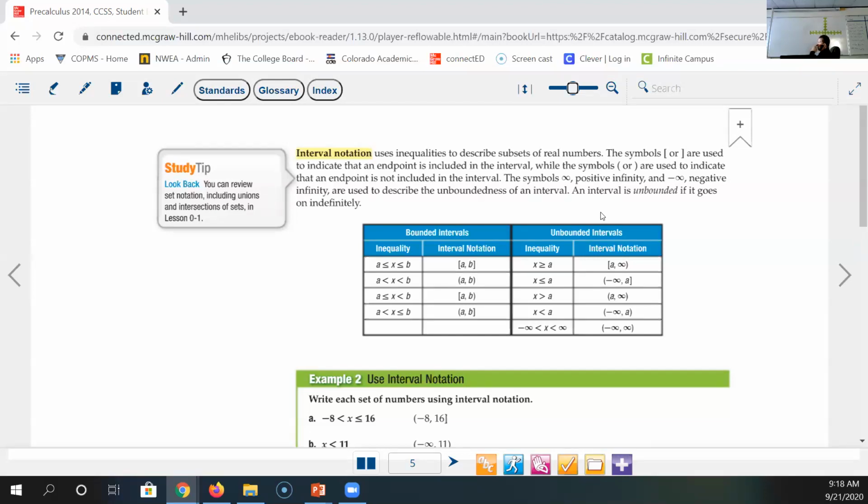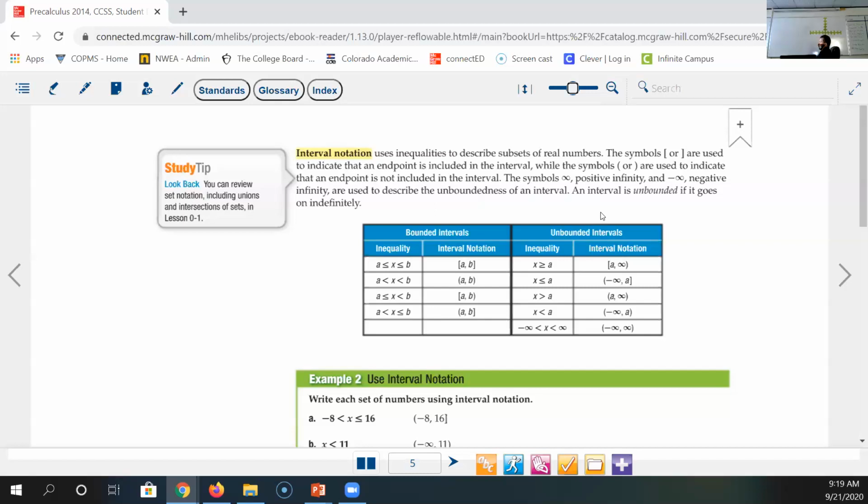So our inequality is x is greater than or equal to a. We would describe that as a bracket next to a and a parenthesis next to infinity. We will always have a parenthesis next to infinity. That's because infinity is used to just describe the highest number that you can imagine or the lowest number that you can imagine.